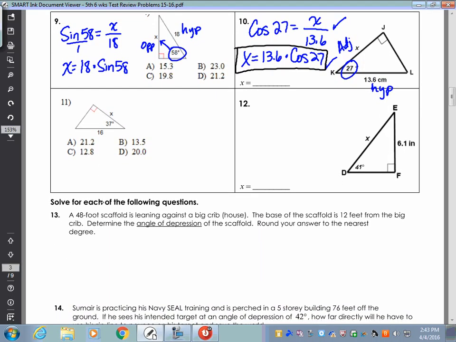So I'm going to leave 11 for you to do, which is very similar to number 10. And then we're going to talk about 12. Circle the angle.